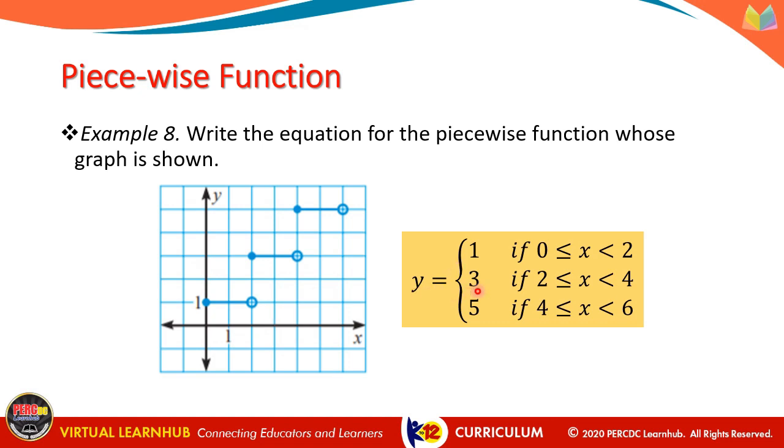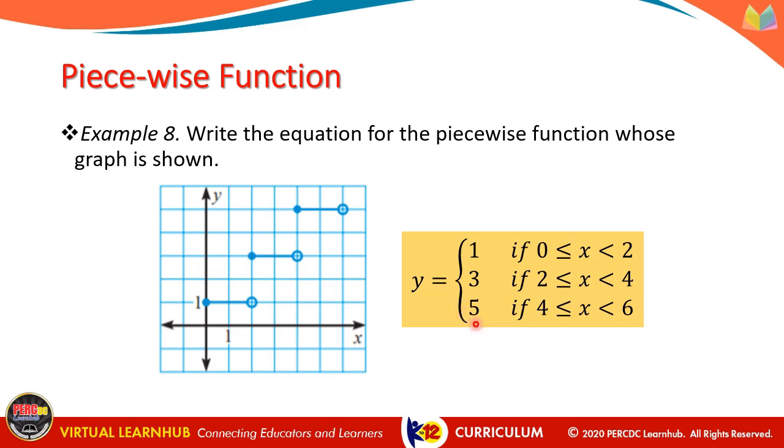Y equals 3 if x is greater than or equal to 2 but less than 4. That is for this part of the graph. Okay, you have 1, 2, 3, y equals 3, and it stretches from x equals 2 to x equals 4. Okay, the shaded dot here tells us that x equals 2 is included, and the hollow dot here tells us that x equals 4 is actually not included.